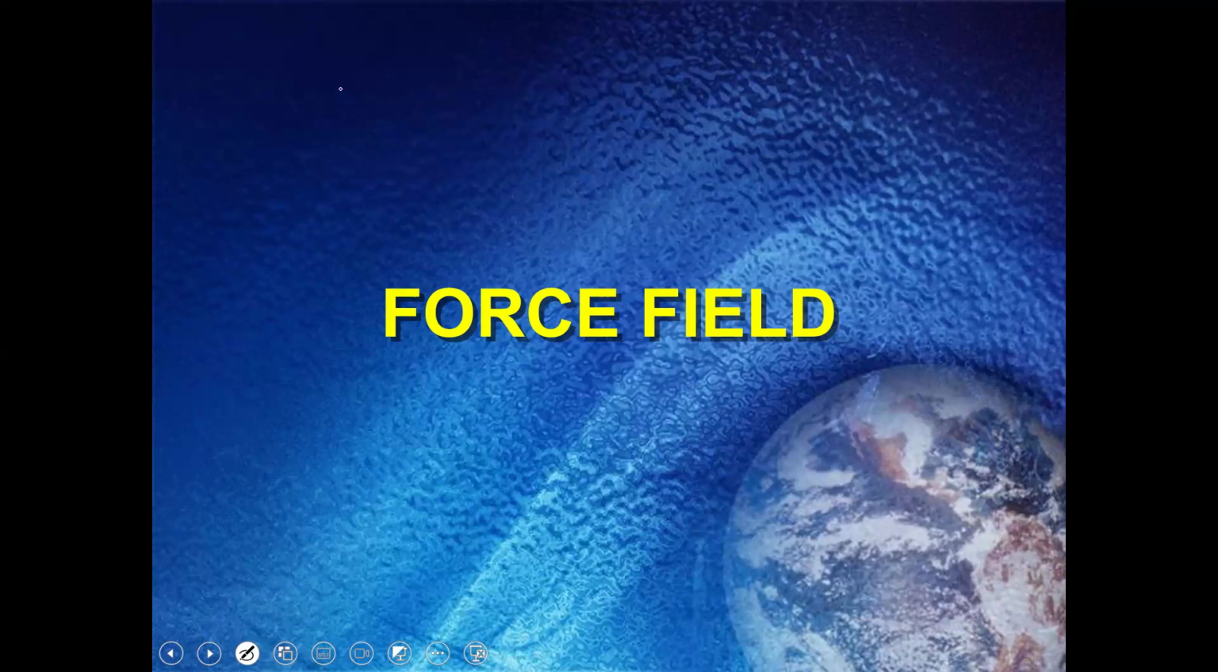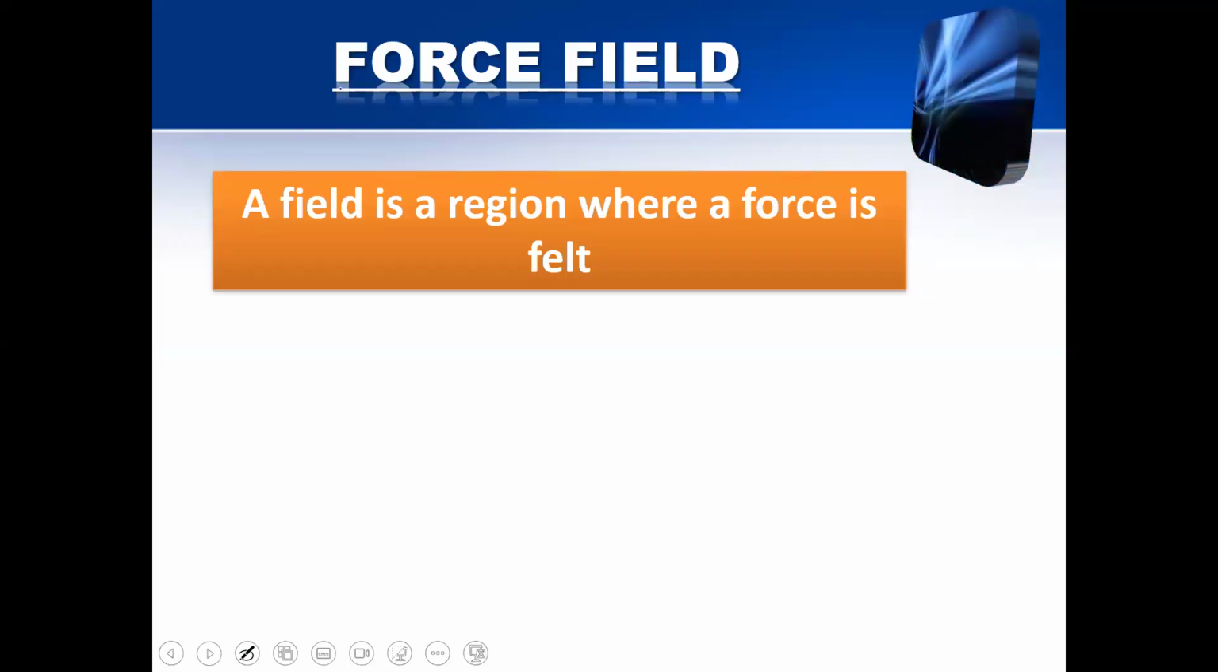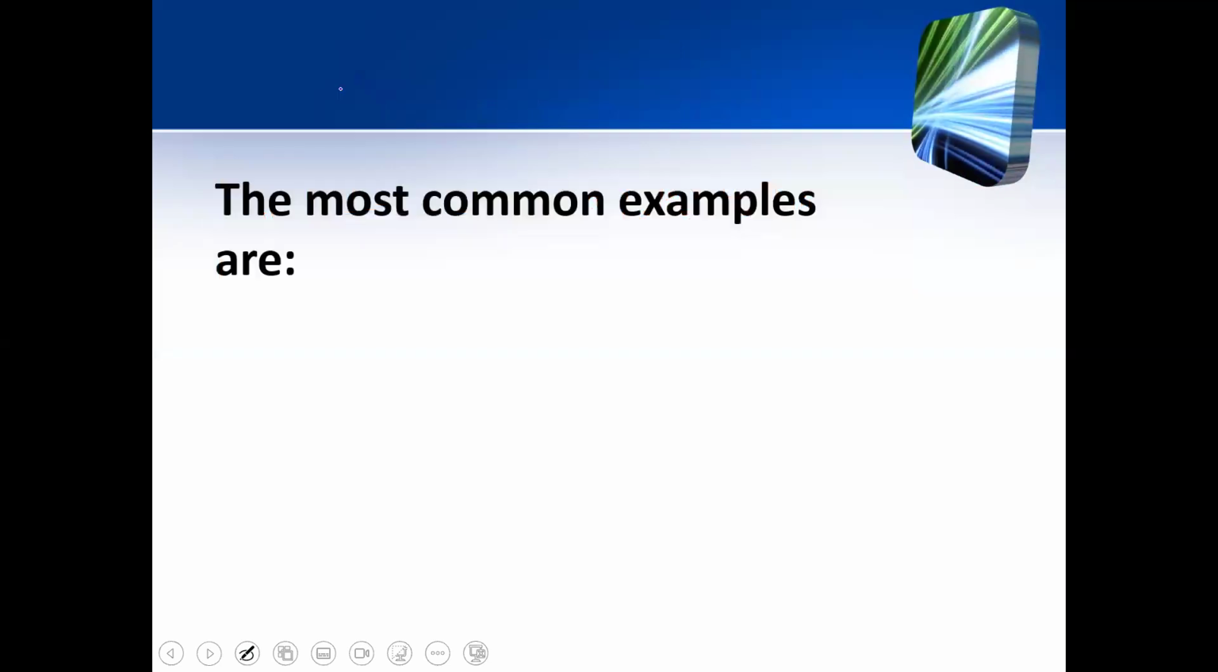What is force field? Like when you drop a ball and the ball goes down, it is actually a force field. Force field is a type of region where force is there but no physical contact. An example is the gravitational field. Gravitational field is a force field. It attracts the objects but they are not bound to it. So what is the definition? Force field is a region where a force is felt. Like gravitation is a force field.